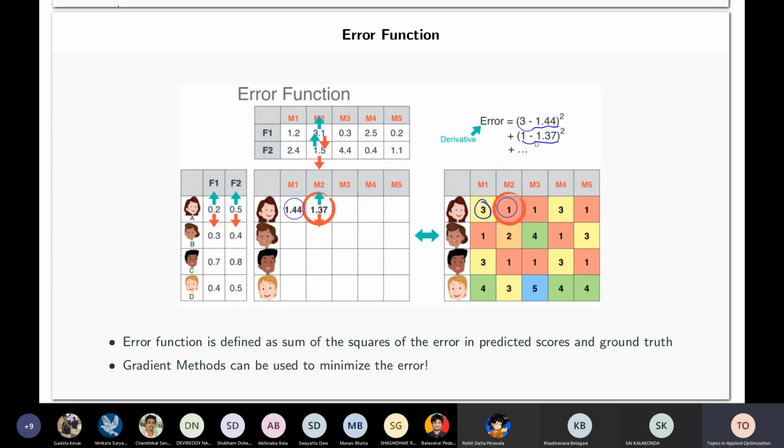And once the error function is defined, we need to minimize the overall error, right? So whatever adjustment is needed in these values should be found out using gradient descent. Using gradient descent, because these error values encode these variables. Because if I'm obtaining 1.44, 1.44 is what? This row times this column, right?